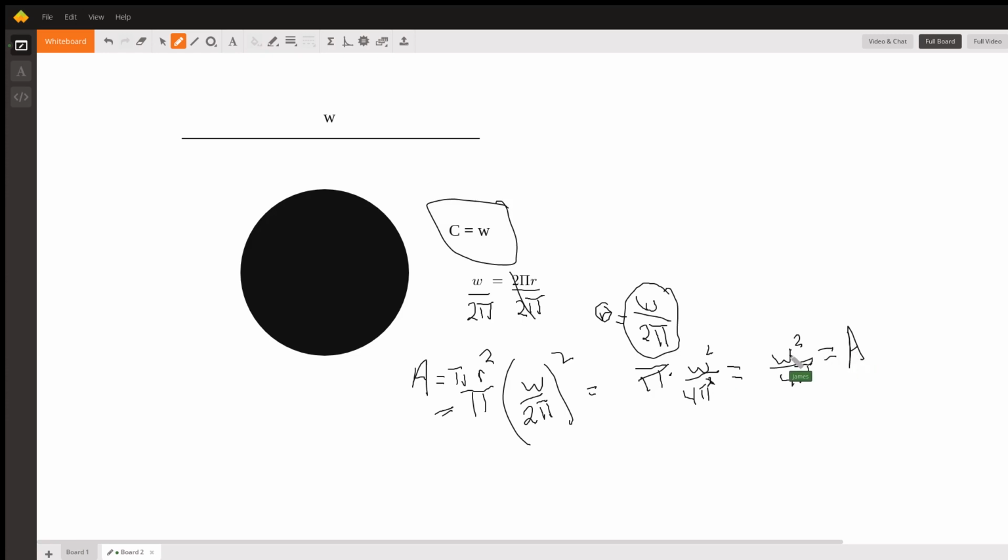So if we knew the wire length w, we could just plug it in and tell whoever what the area of the circle is. If the wire was length 5, we would have 25 over 4 pi. If it was length 100, it would be 10,000 over 4 pi, and so on and so forth. It's a lot simpler than it sounds, but it requires us to be really comfortable with using variables in place of numbers.